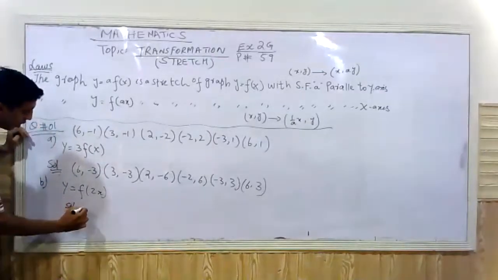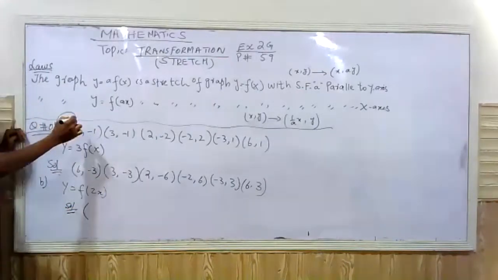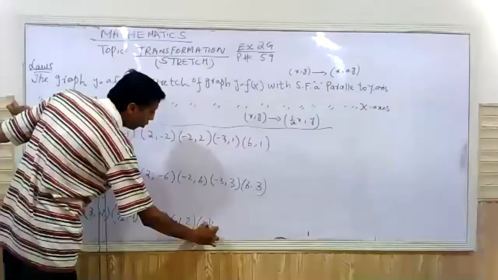Its solution is, this is the object graph. We have to make a change over here. Multiply 1 by 2 to 6, you will get 3, minus 1. y remains the same in the x-axis. Here 3 by 2, minus 1. Here 1, minus 2, minus 1, 2; minus 3 by 2, 1; 3, 1. This is the resulting graph. This is the first type of question.